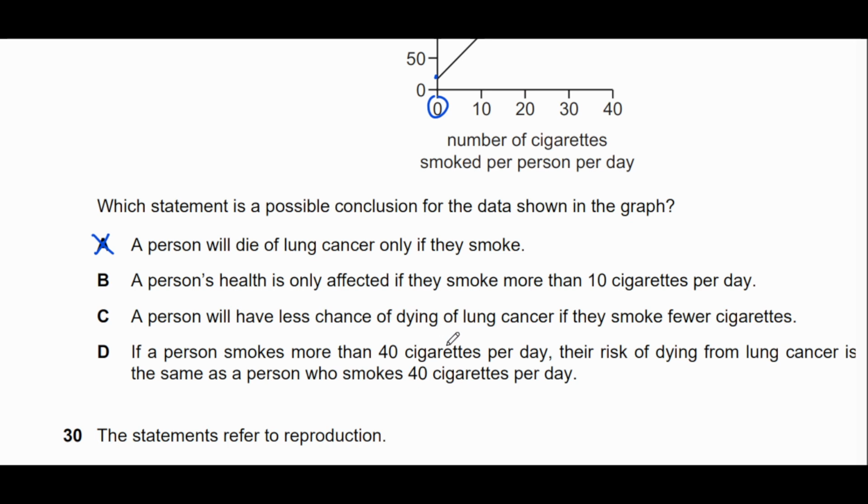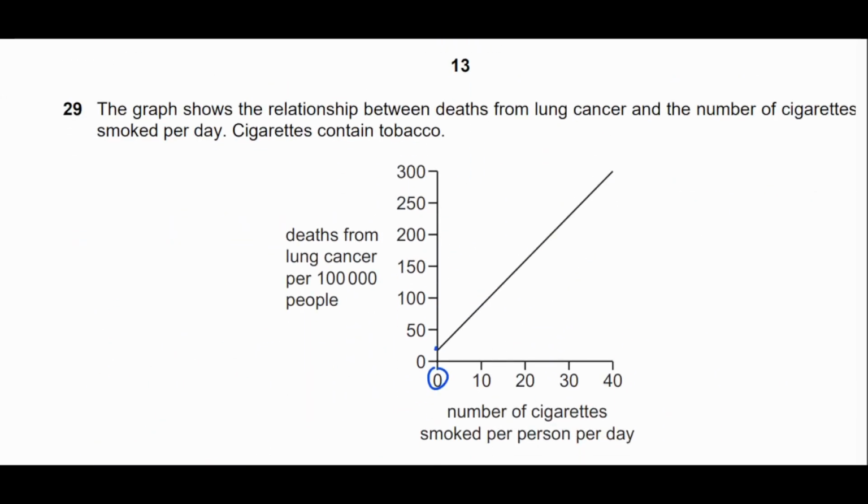Okay, B, a person's health is only affected if they smoke more than 10 cigarettes per day. That is also incorrect, because in this case, you see, smoking fewer than 10 cigarettes per day, the person's health is still affected. The graph still increases below 10 cigarettes per day, so therefore B is wrong.